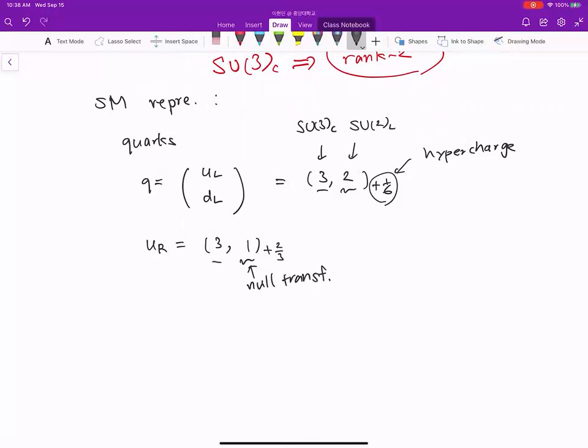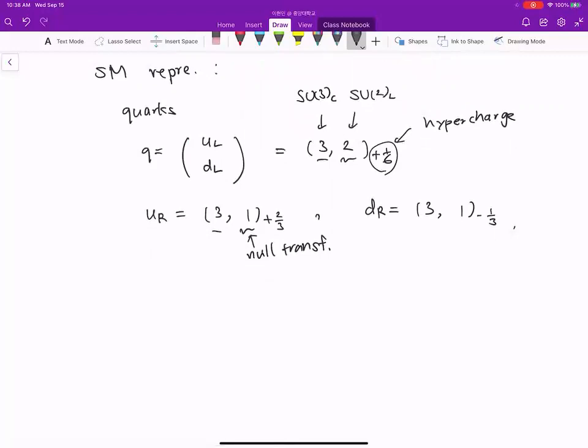And then the down quark, dR, equals (3, 1) with hypercharge minus 1/3. So here, how to get this hypercharge? Those hypercharges are introduced in order to get the electromagnetic charge.